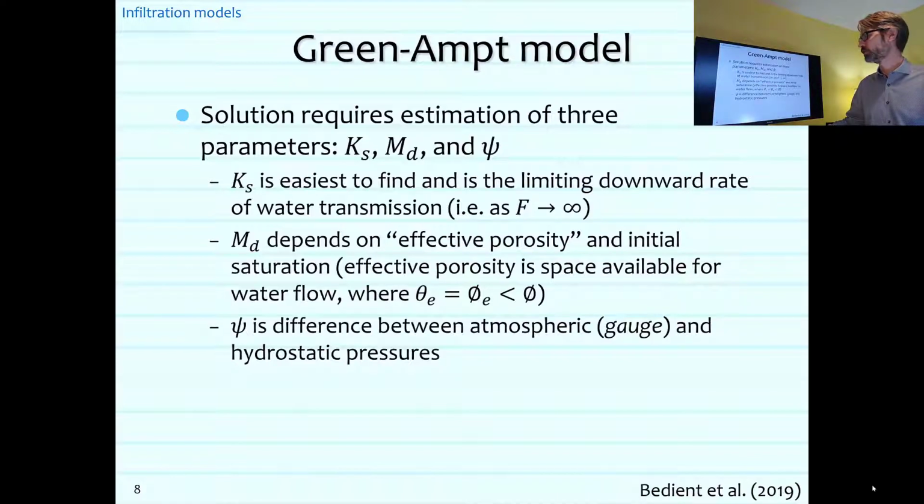Effective porosity is the space available for water flow. It's a little bit less than the porosity that we've been talking about until now. And you'll see 2 terms used. You'll sometimes see theta E, sometimes you'll see phi E. Note that both of them, however, are less than the actual porosity, and that's because some of the water will remain stuck to the grains in the soil. Finally, psi is the difference between atmospheric or gauge pressure and hydrostatic pressures.